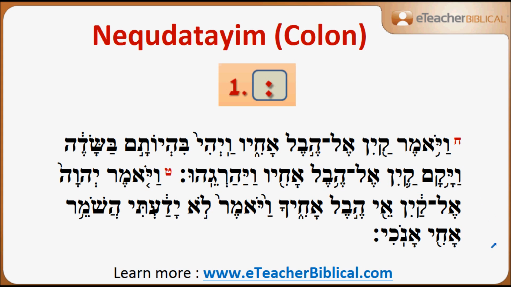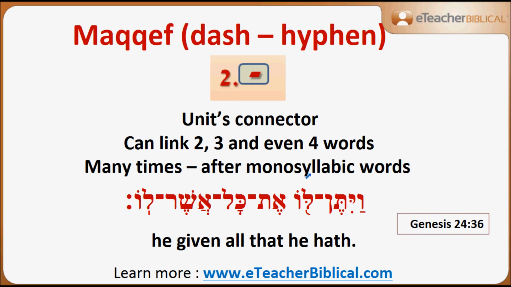Let's continue with the next topic, which is the makef, the dash. You can see it looks like that. Let me circle it for you so it will be easy to notice. This is 1, this is 2, this is 3, and this is 4. It's all coming from Genesis 24:36. So what is makef in Hebrew? Makef in Hebrew means encircling or linking. That's why I like to call it a unit connector. It can link 2, 3, and even 4 words.